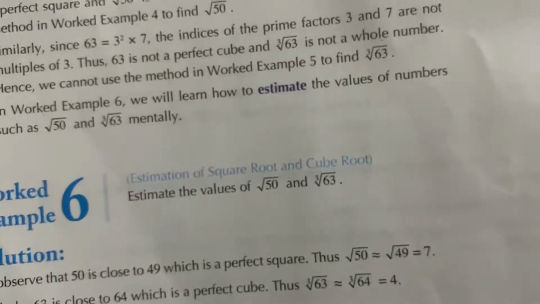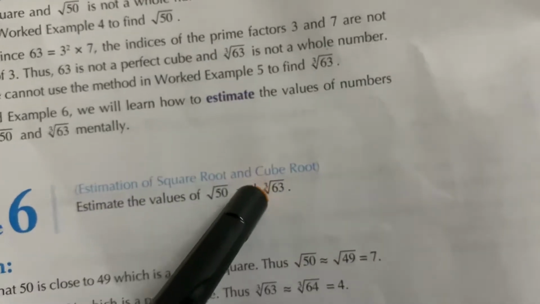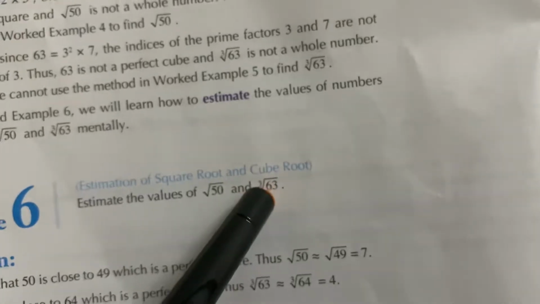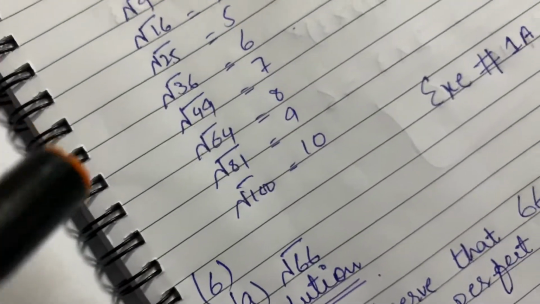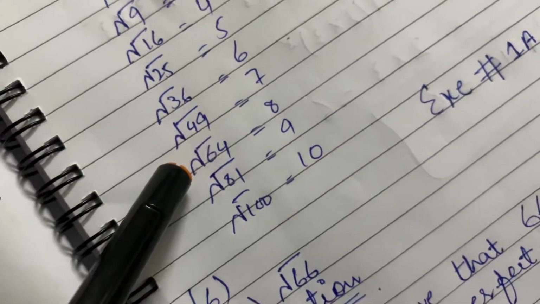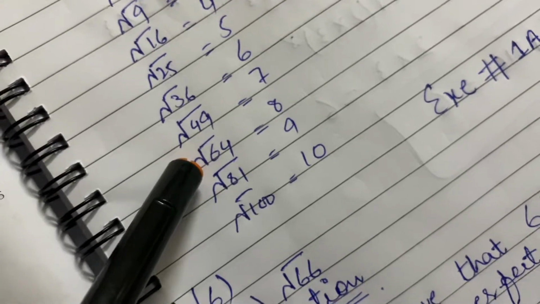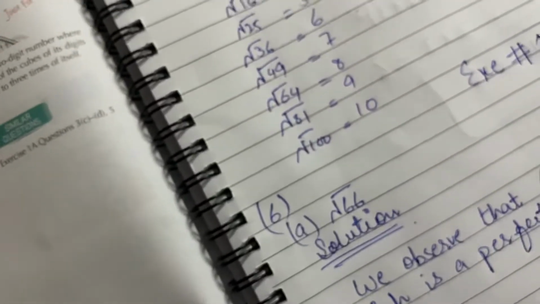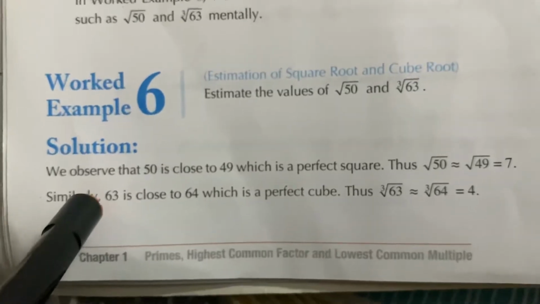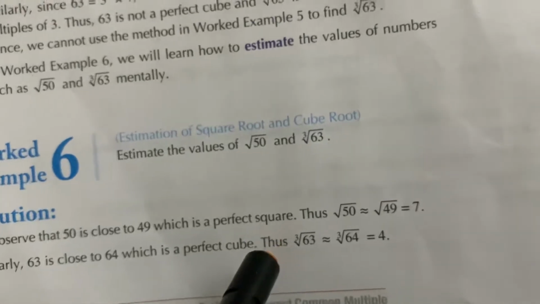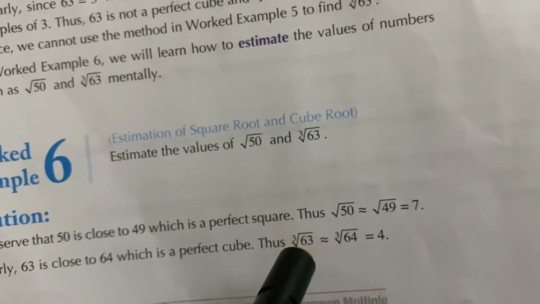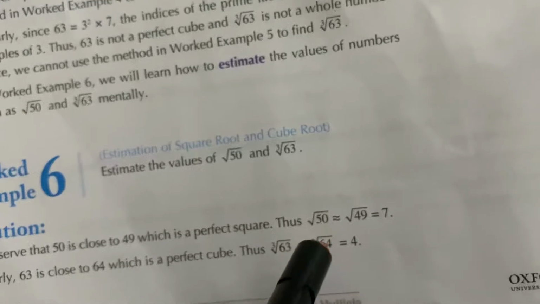Next we have cube root of 63. Similarly, 63 is very close to which perfect cube? You can see that it is 64. As I told you, you will think about that specific perfect number which is very close to that number. So similarly, 63 is very close to 64, which is a perfect cube. Then cube root of 63 is approximately equal to cube root of 64.